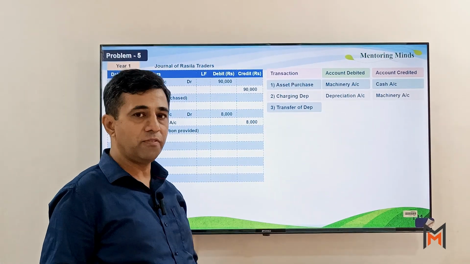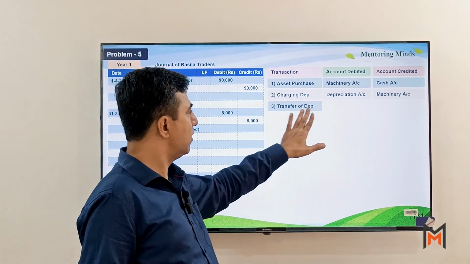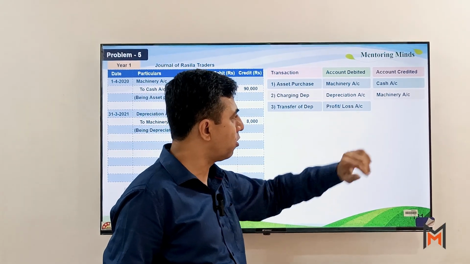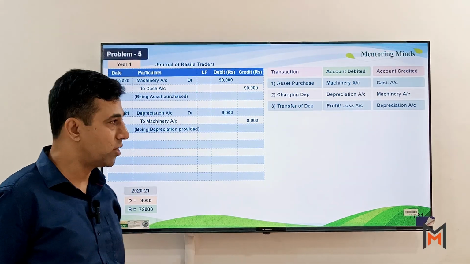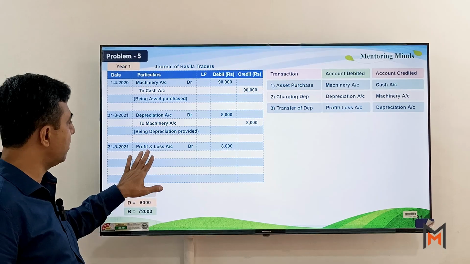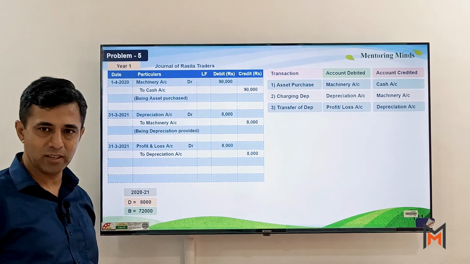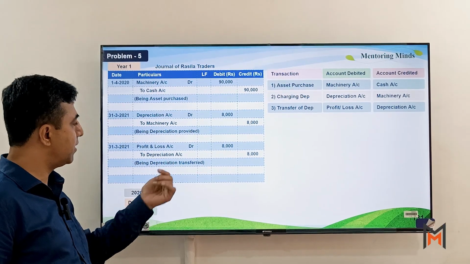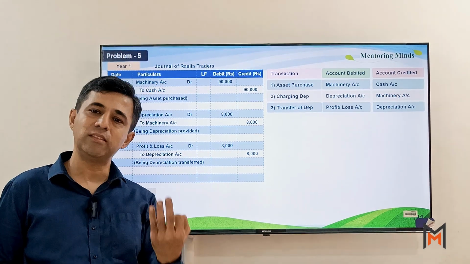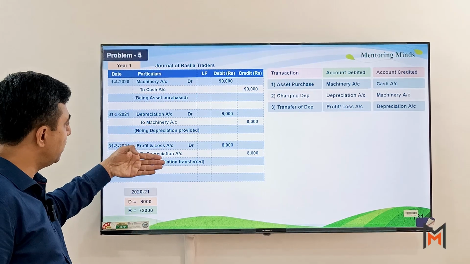Here transfer of depreciation we'll do transfer to profit and loss account. So at the end of the year, since it's an expense for 1 year, we will transfer it to profit and loss. So profit and loss to depreciation. So here the same entry we are going to write on 31st March 2021, profit and loss account debit, which is 8,000 to depreciation. Narration भी हम लिख देंगे being depreciation transferred.